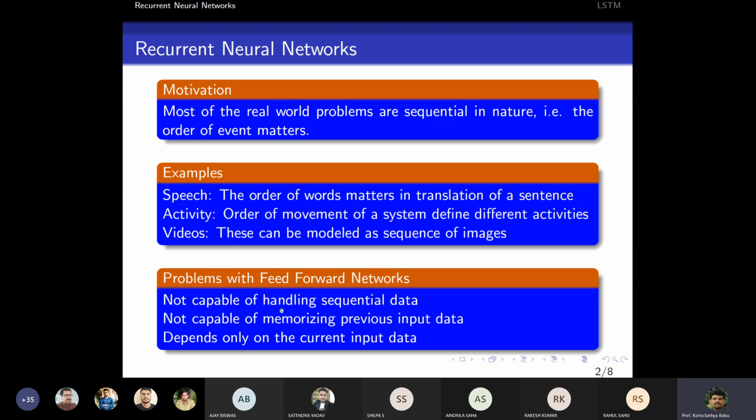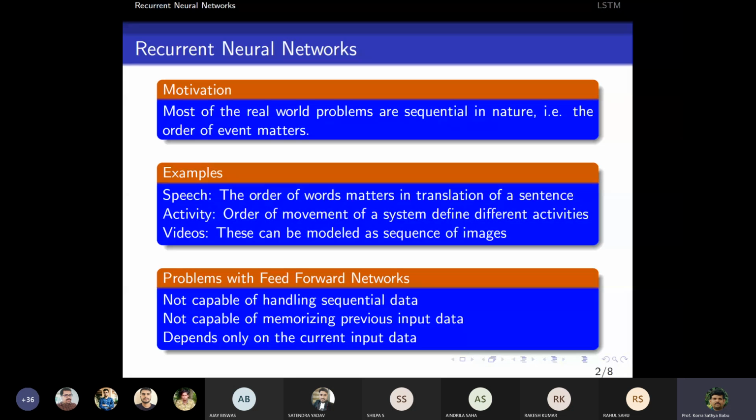So for activities also, or for some videos, this can be modeled again as a sequence of images. If the sequence of images is not correct, then what happens? See, what is a video basically? A video is a sequence of images, right? Maybe like 30 frames per second. So how many of these images come into the picture in a single second? Suppose the order gets violated.